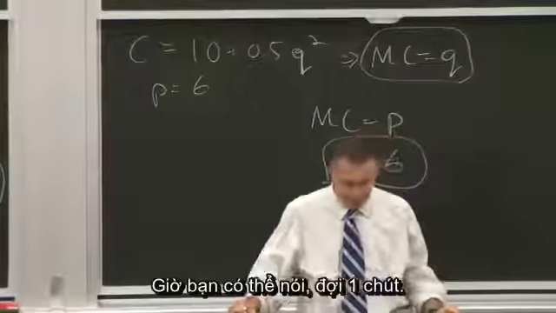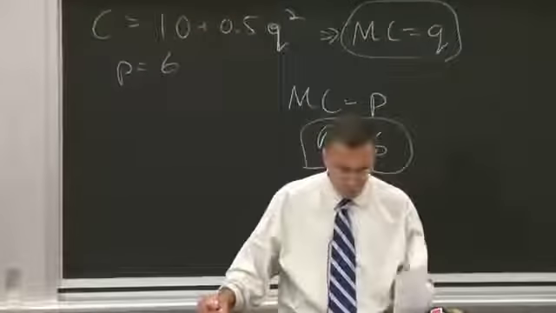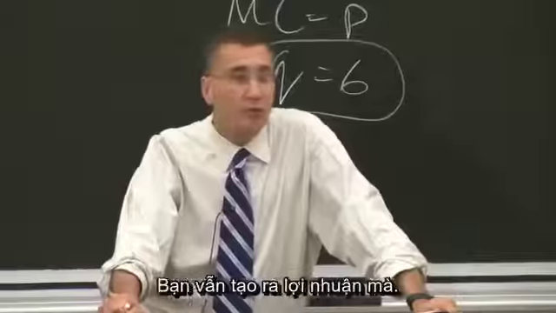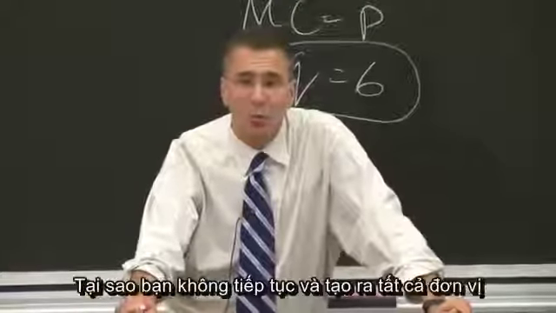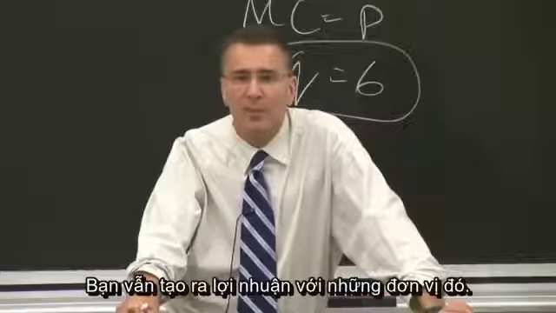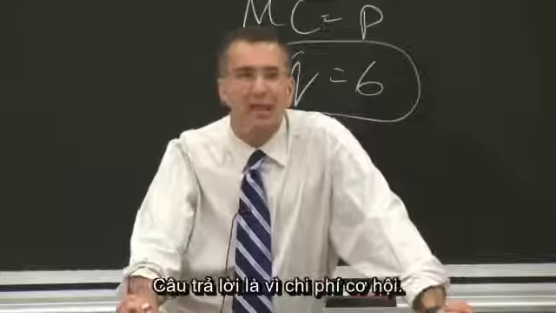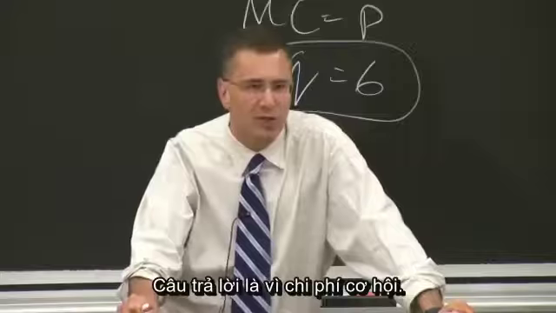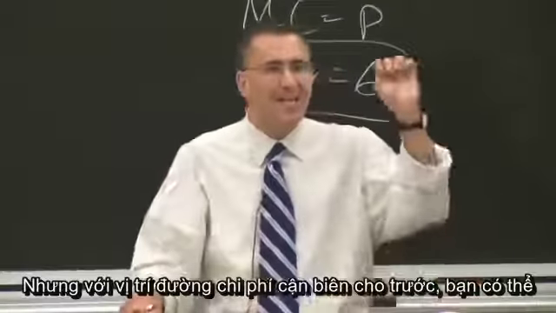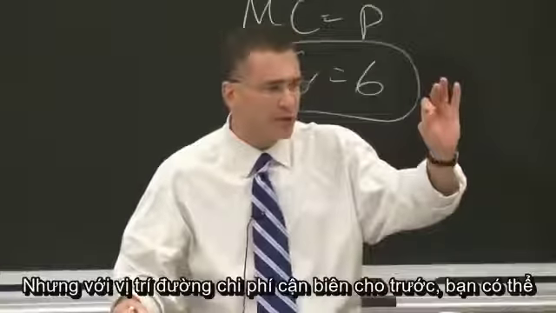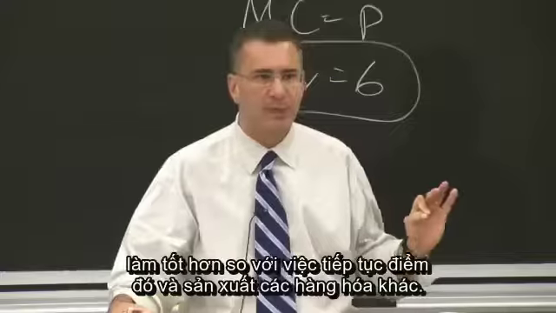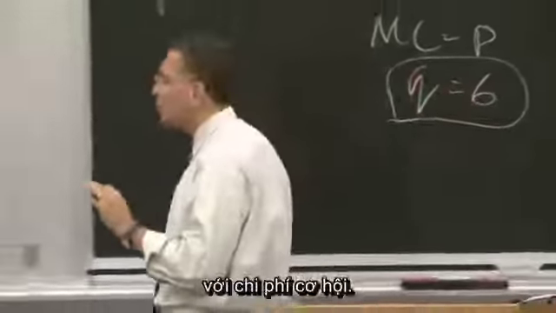Now you might say, wait a second. Why wouldn't you make it? You still make profits. Why wouldn't you go ahead and make all units all the way up to 10? You still make profits on those units. And the answer is because of opportunity cost. Yes, you make profits. But given where your marginal cost curve is, you could do better by going and producing other goods. And that's why I care about accounting cost versus opportunity cost.